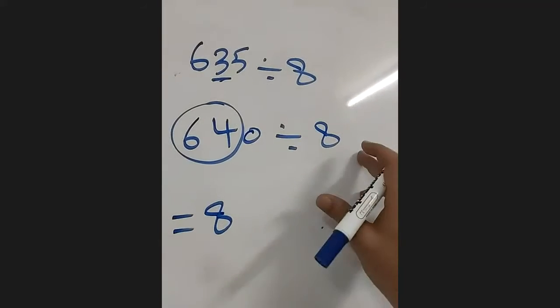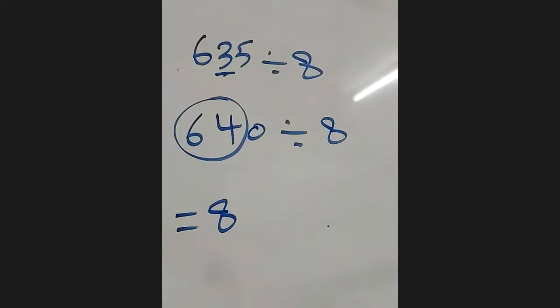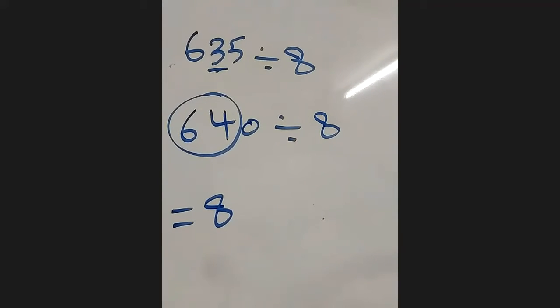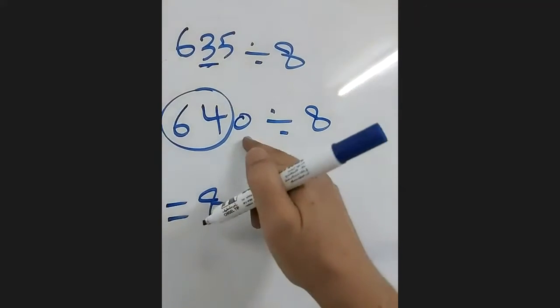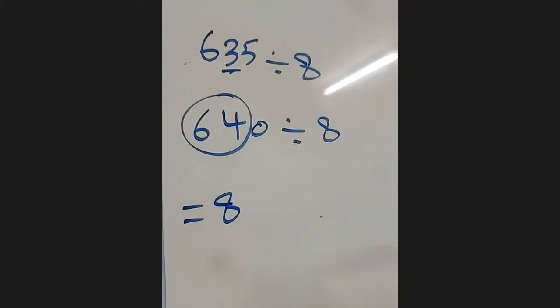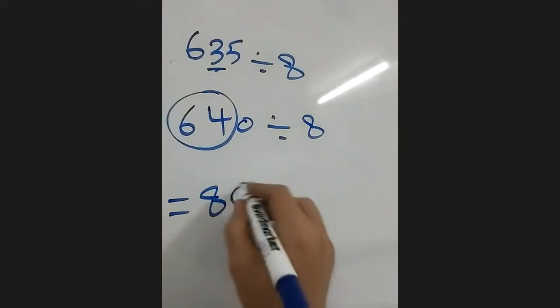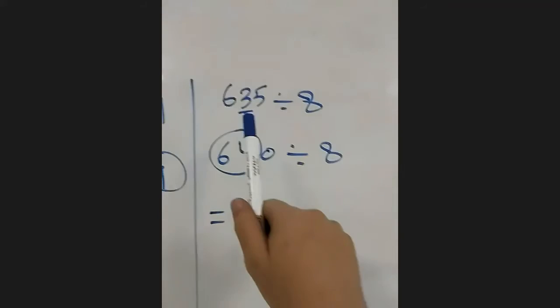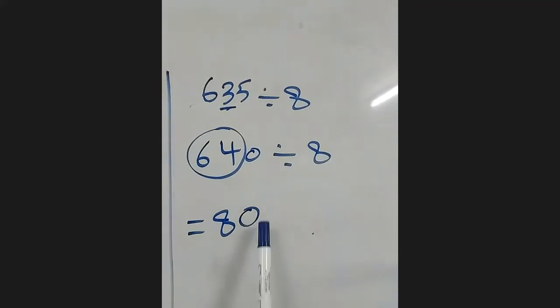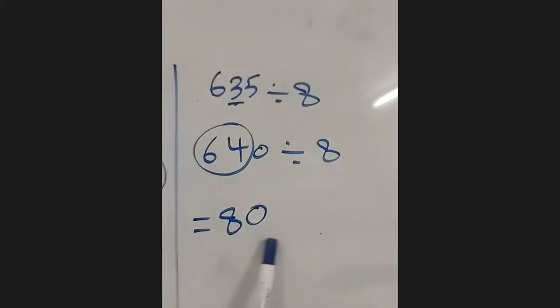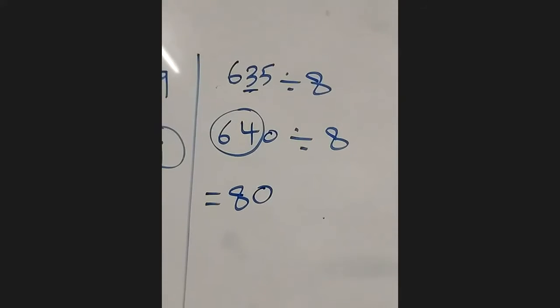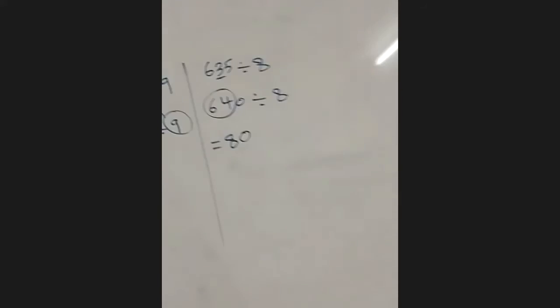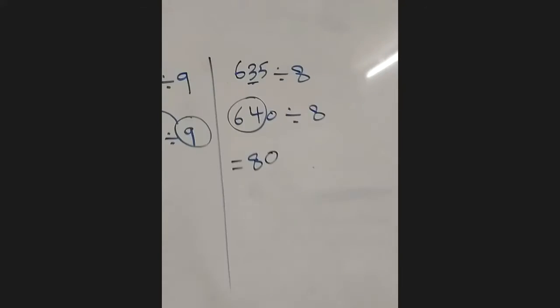Now, do we have zeros to cross here? No. So this zero, where will I put it? Down, beside the 8. So the estimation, guys, of 635 divided by 8 is 80. This is question 2, guys, page 185.